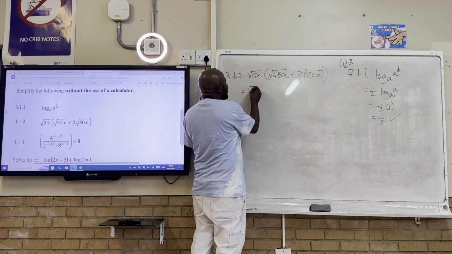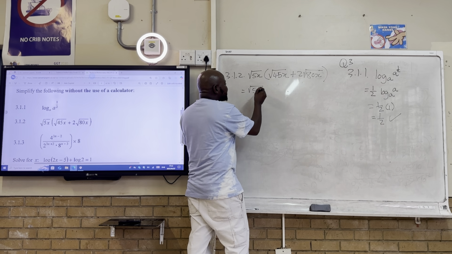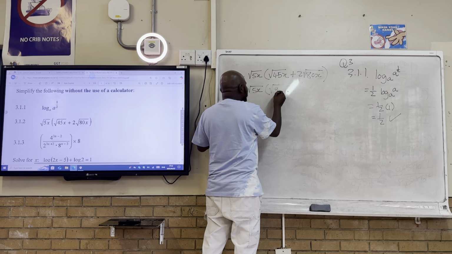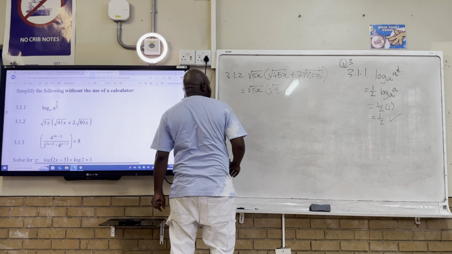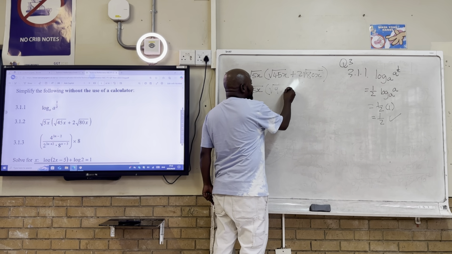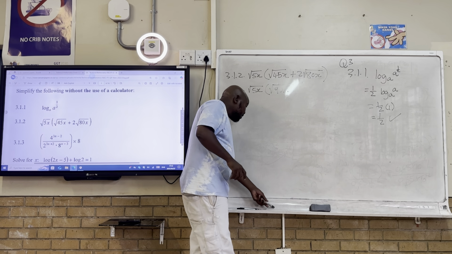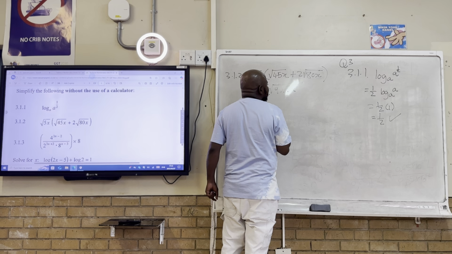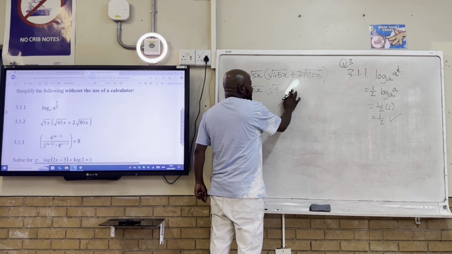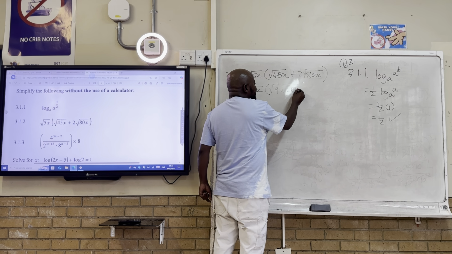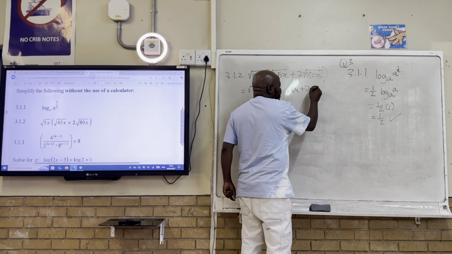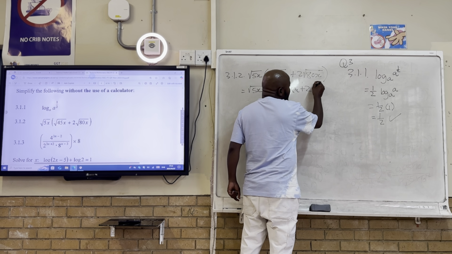We'll keep the root of 5x inside. What are we going to have now? We are going to have 9 multiplied by 5x. Are we together? Or we can just put multiplication, multiplied by x plus 2 root of how much?